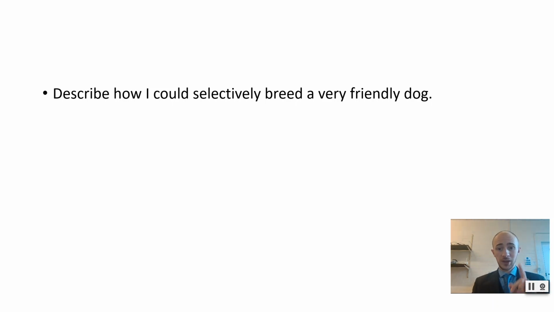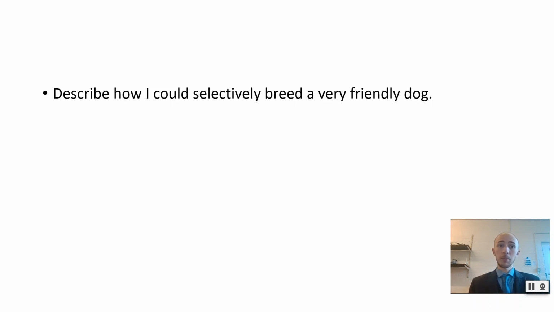First things first, first step, pick the friendliest female dog and the friendliest male dog. And that's the first step. Step 2. Get them to breed together. Leave them in a room together, put on some mood lighting, get some candles, leave them to breed together. And hopefully they will make some puppies.